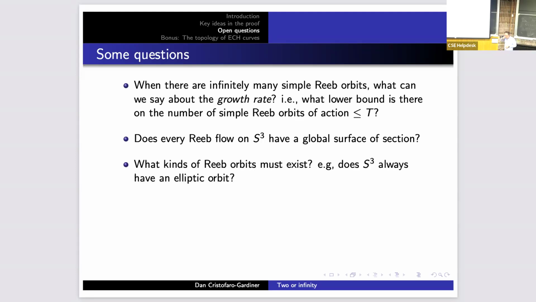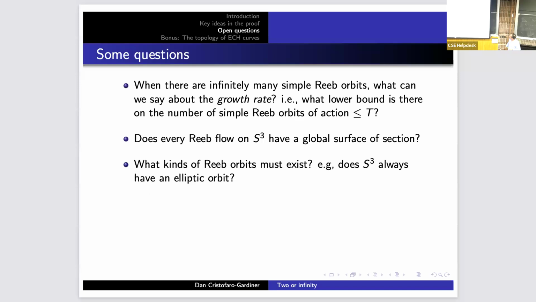Another different kind of question, apparently these questions are ancient, going back to Poincaré or something. It's about the kinds of Reeb orbits that exist. So you could ask, is there always an elliptic orbit? I'm saying if there's more than 2, there's infinitely many, but maybe they're all hyperbolic orbits. To put that in some context, it's known that the flow cannot be hyperbolic on S3. S3 doesn't admit a so-called Anosov flow. So the flow can't be hyperbolic, but maybe in principle, all the periodic orbits could be hyperbolic.